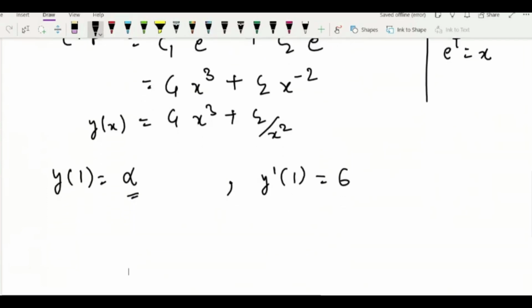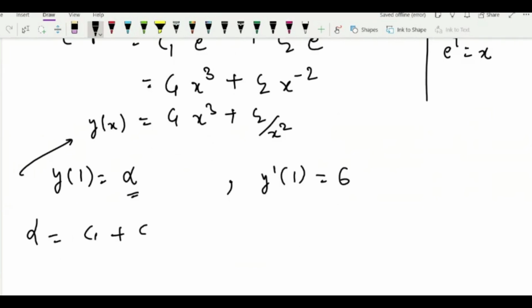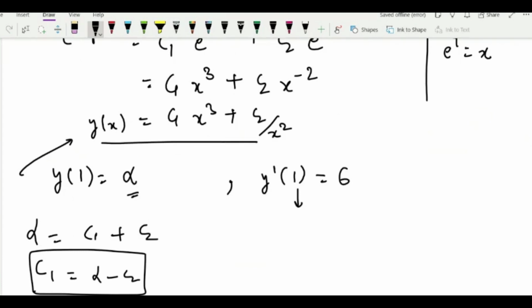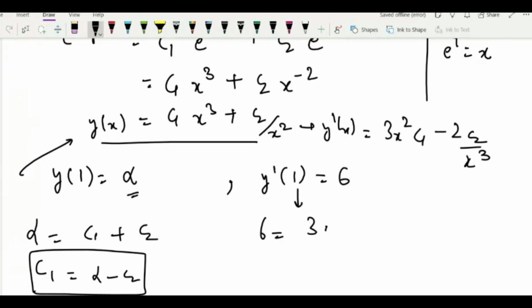So let's try. If we put y(1) is equal to alpha, we get alpha is equal to c1 plus c2, or we can write c1 is equal to alpha minus c2 from here. Also y dash (1) is equal to 6. So first take the derivative of this equation. y dash x is equal to 3x square into c1, and the derivative of the other term is minus 2c2 upon x cube. So when we put y dash (1) is equal to 6, 6 is equal to 3c1 minus 2c2.